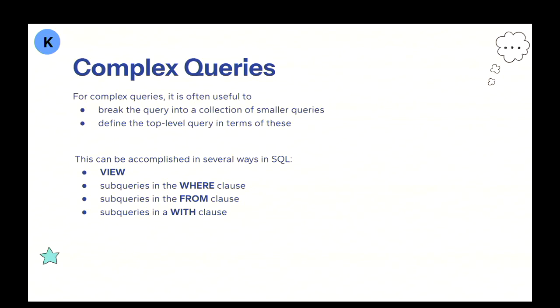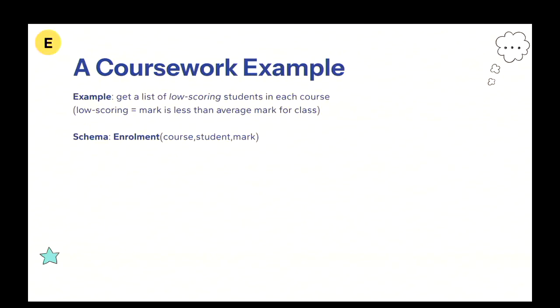So we can store some intermediate table as views in SQL. And we can use subqueries as well. There are three different types of subqueries. We can use subqueries in the where clause, we can use subqueries in the from clause, and we can use subqueries in a with clause. And let's go through them with an example.